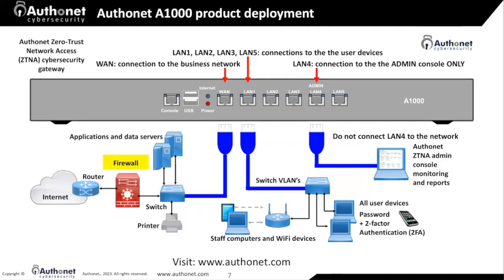The Authonet A1000 is similar. In this case, it has 6 Ethernet ports. The WAN connects to the business network. The dedicated administrator port connects to LAN 4, and then we have LANs 1, 2, 3, and 5, which connect to our devices.